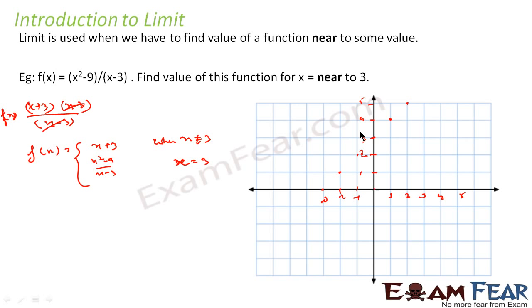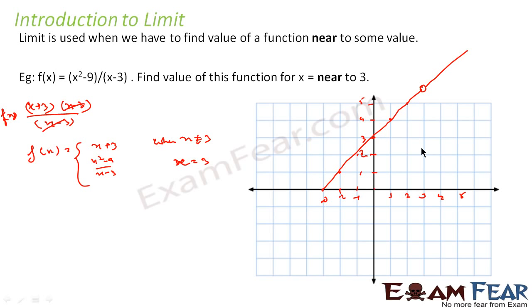This is the graph you get, but at x is equal to 3, the condition is not true. You put this value, you get x square minus 9, that is 9 minus 9, 0 by 0, which is undefined. So at x is equal to 3, this value is not defined. So the graph will be of this form actually. Till x is equal to 3 it is defined, but at x is equal to 3, it is not defined. This will be the graph.